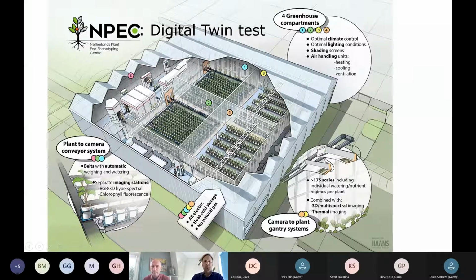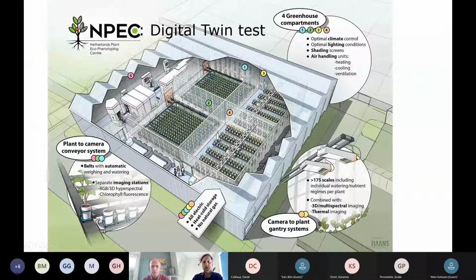So I'm going to first explain this artist impression of our greenhouse, because this is what we call the NPEC Greenhouse. The Netherlands Plant Eco-phenotyping Center is funding this greenhouse. And the essence of this greenhouse is that it's completely fit for gathering data around the phenotype of a plant. So these two compartments, they are, for instance, the tomato plants growing. And we have around 1,200 plants growing in these two compartments.